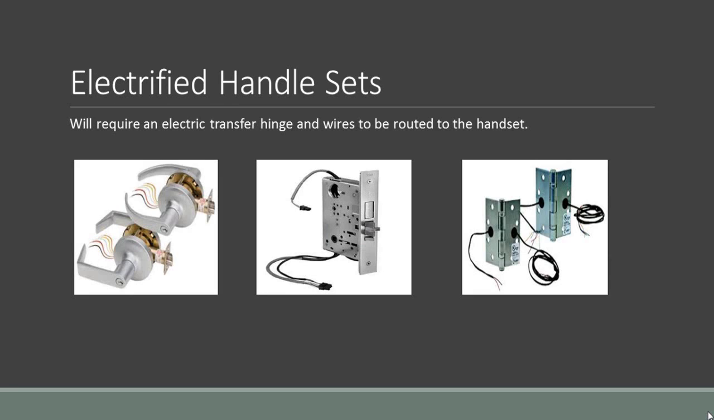Electrified handle sets. These require electric transfer hinges and wires to be routed through the door to the actual handset. In other words, power comes in through the door frame, gets wired through the special hinges as shown on the right. That power can then be transferred over to either of your first 2 photos. This allows the door to open and close freely without any interaction with the wire to anything outside of the door, so there is less chance of someone cutting or shorting the wire at a hinge point.